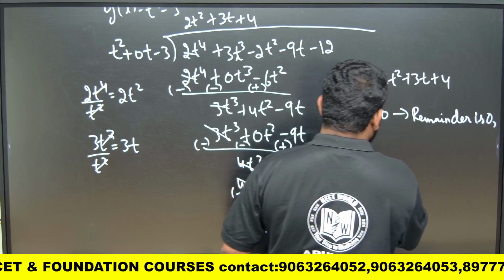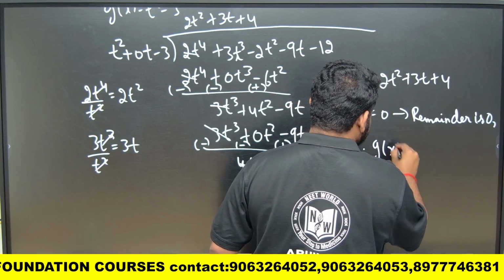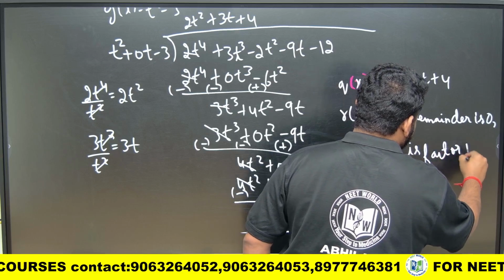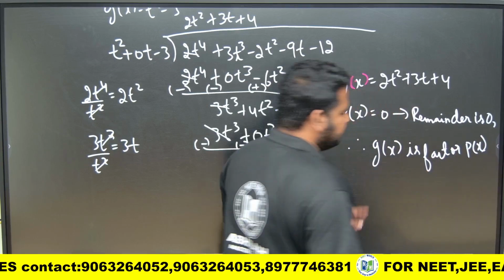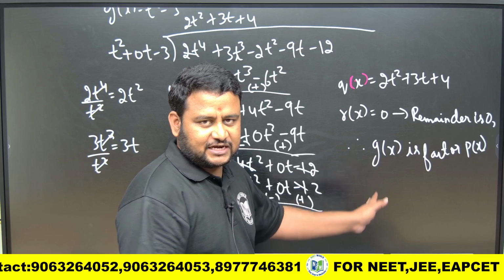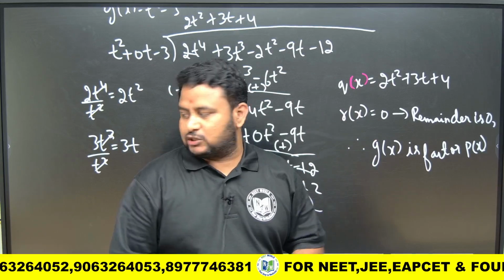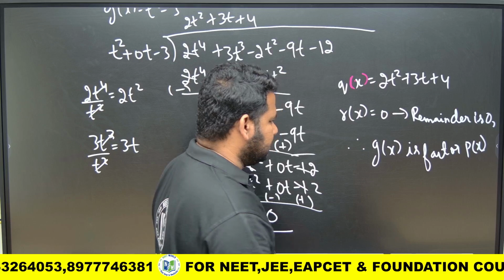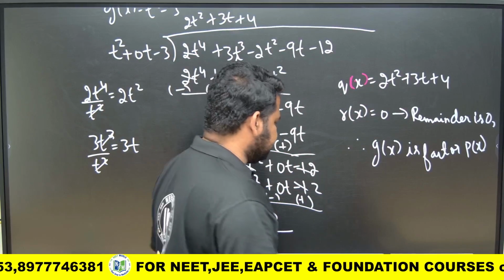That means what? Therefore g of x is a factor of p of x, or you can write it as: first polynomial is a factor of second polynomial. Like that you can write it at the end. Okay, this is about the first question.